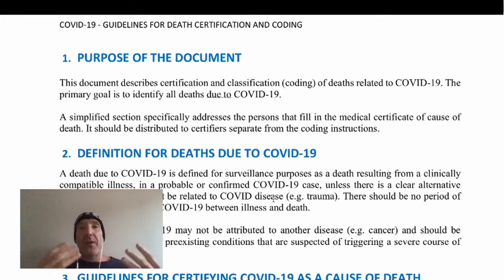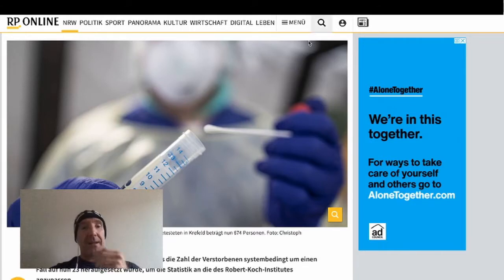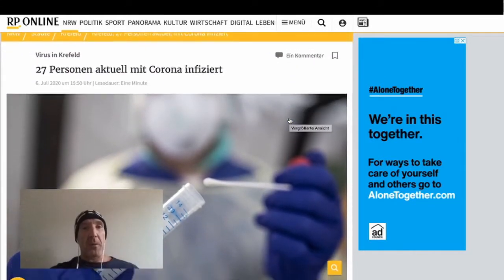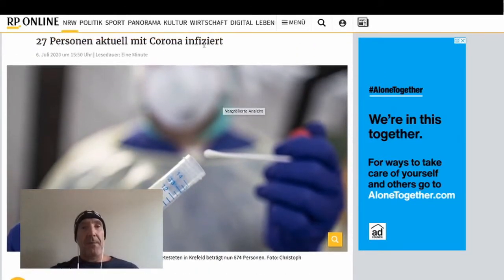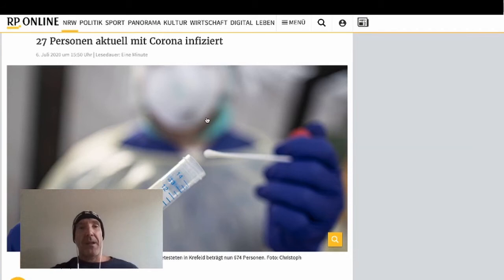So to give you an example of how this can practically apply, or is actually an application, we look at an example here of Krefeld. Krefeld is a small city in Germany. And the article says that there are 27 people currently infected with corona. So this is in German, but I will translate it for you. So 27 people currently infected with corona.